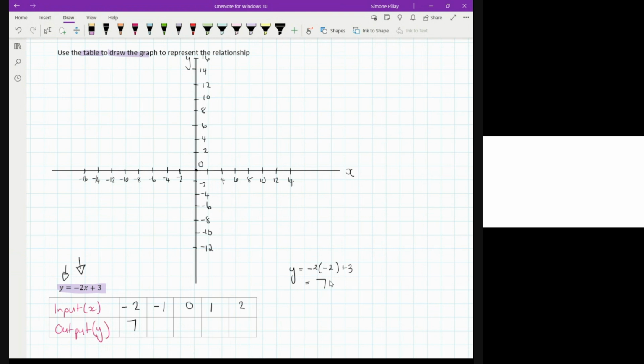Then negative 2 times -1 plus 3, which is +5, and -2 times 0 plus 3 is 3, and -2 times 1 plus 3 is 1. -2 times 2 plus 3 is -1.